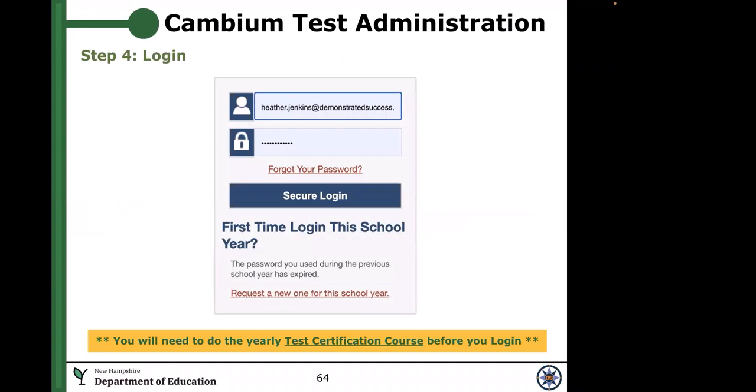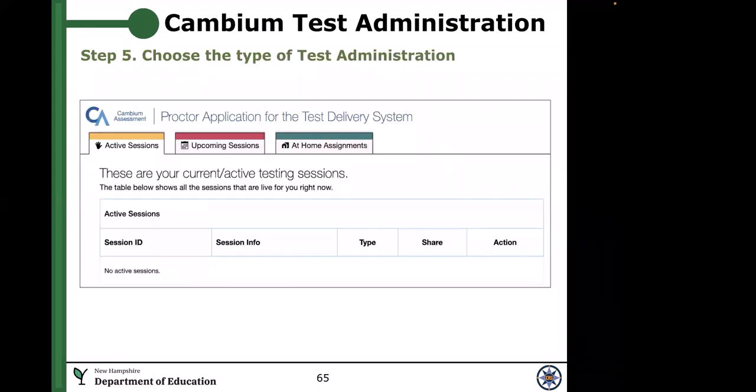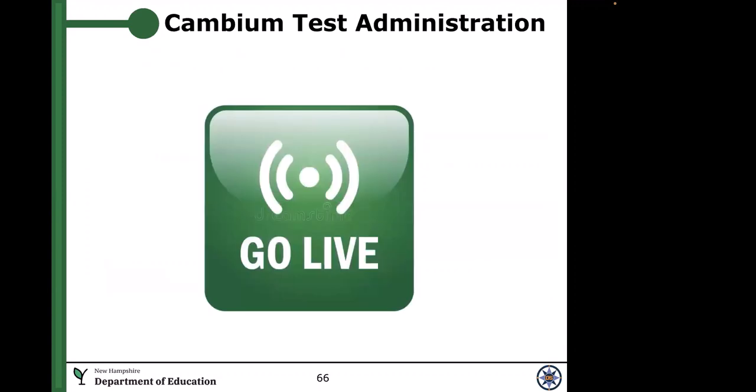Once you do that, it will ask you to log in. Again, if you have not done the test administration certification, you have to do that before you can actually log in to administer an assessment. If you've done that, this is what you'll see. So you're able to set up any of these types of sessions to administer the modulars. What I want to do is walk you through the different ways that you would administer a modular assessment.